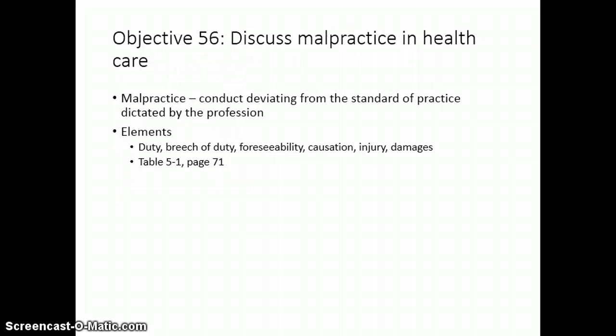Objective 56, discuss malpractice in healthcare. Malpractice is conduct deviating from the standards of practice dictated by the profession. And again, those standards of practice are often dictated by professional organizations and policies and procedures. In order to have malpractice, you have to have duty, breach of duty, foreseeability, causation, injury, and damages. If you look at Table 5.1 on page 71, all of the elements of malpractice are discussed in that table.